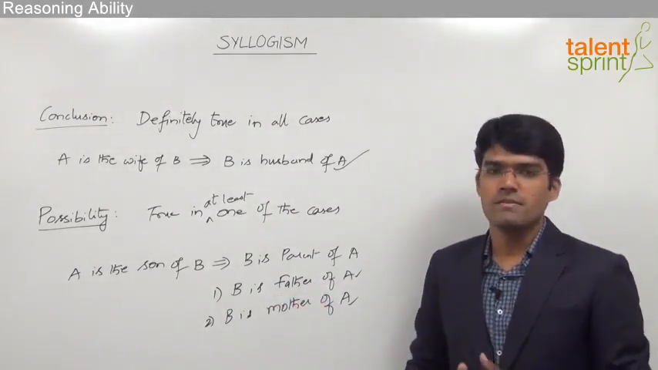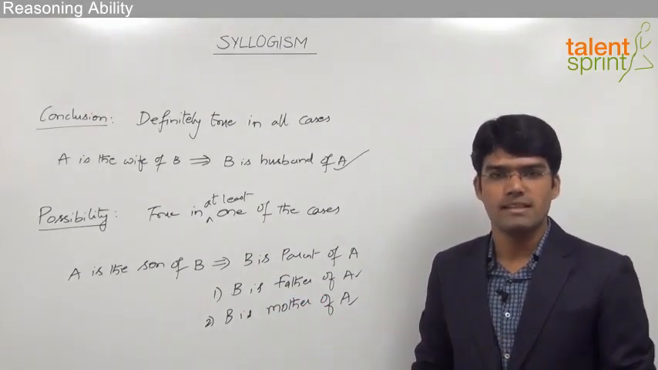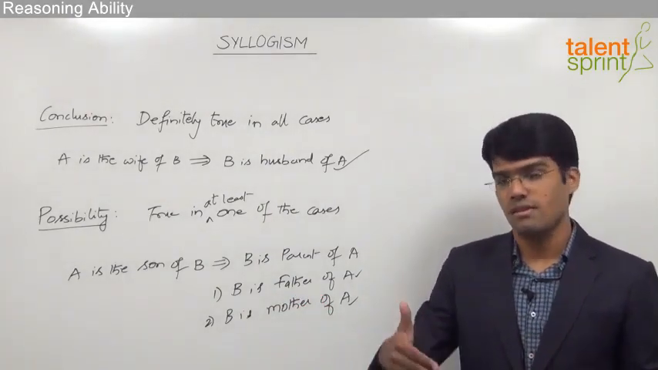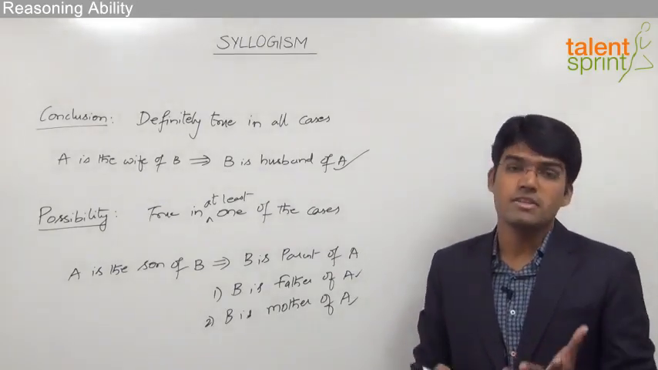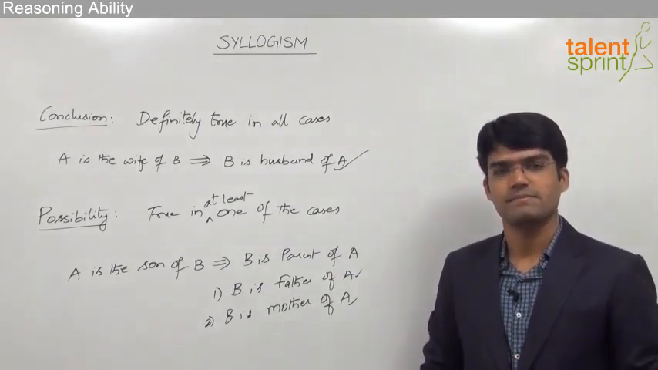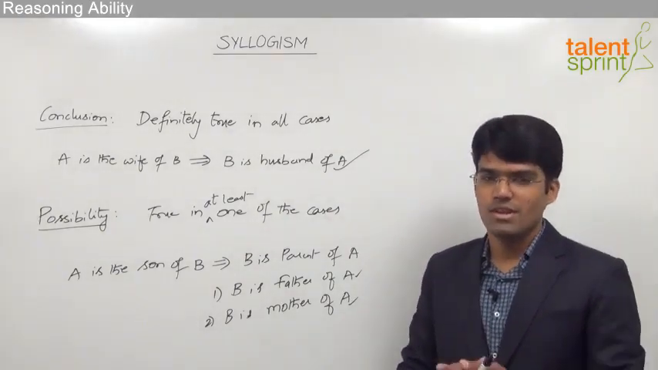So in syllogisms we have these two types of questions. Either we need to find out the conclusions which are definitely true, or possibilities which are true in at least one of the cases. Let us now take some examples to understand this.